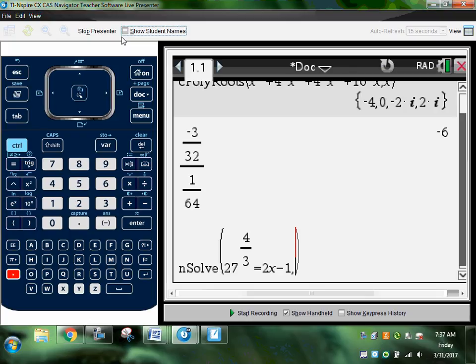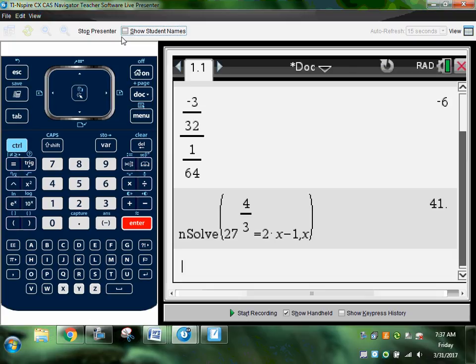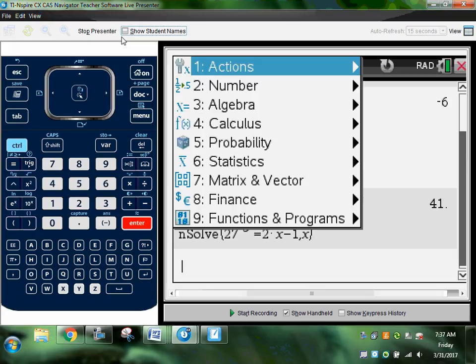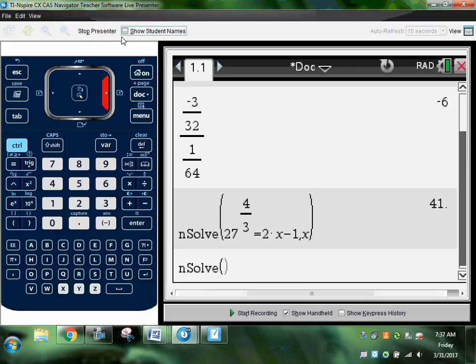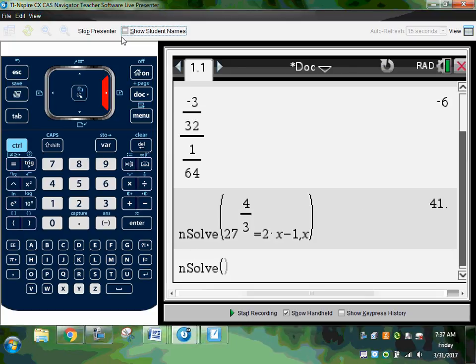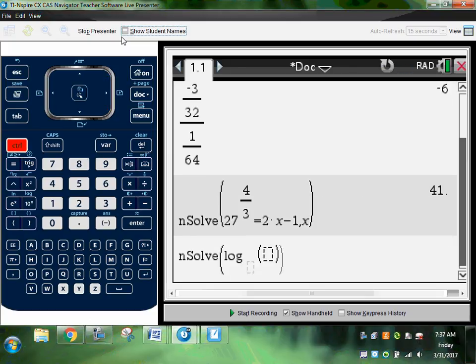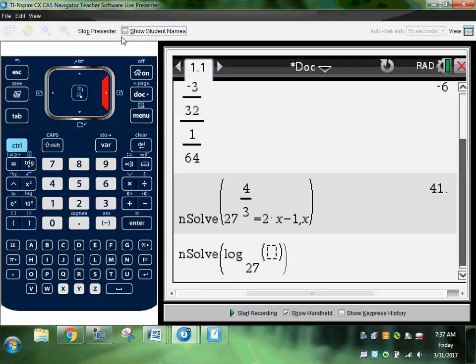Try the NSolve with the original. By the way, we'll do this one out. Press enter. Try the NSolve, though, with the original, because we could have put it in the wrong form, and we would be stating the answer to something that we incorrectly went through and did. So do log base. What's the base? 27, 2x minus 1 equals 4/3.